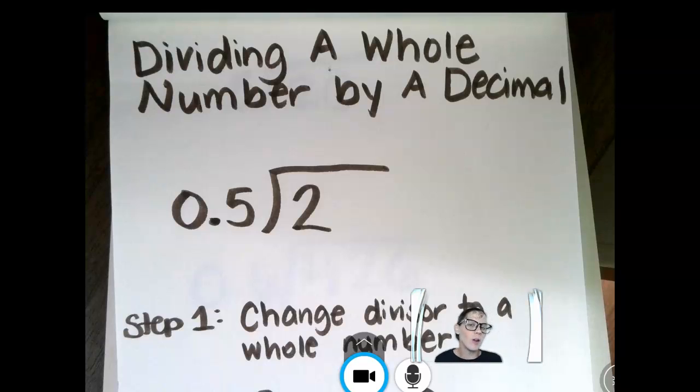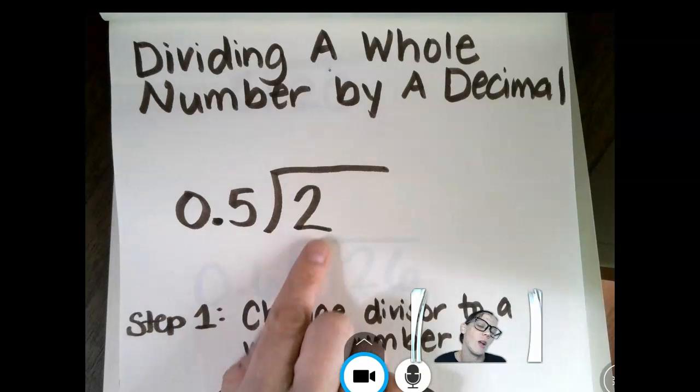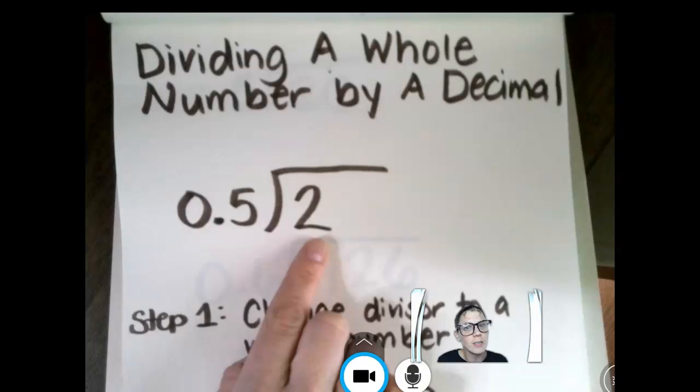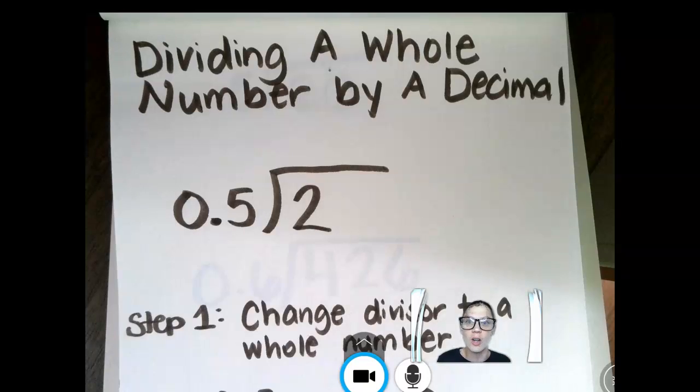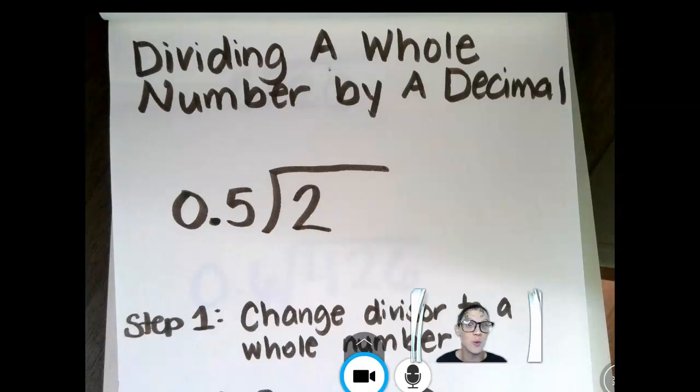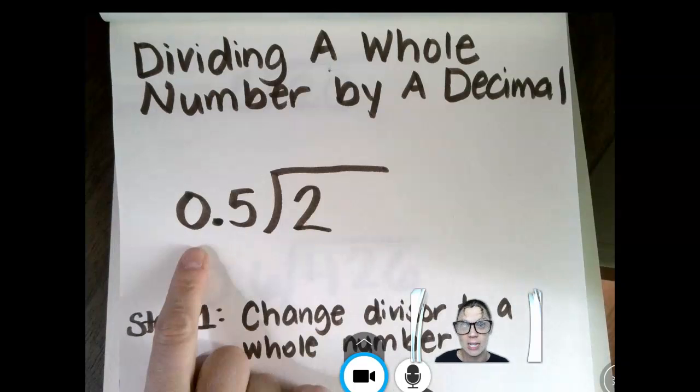So if you remember in our last topic, I made sure to remind you what the dividend, or the number inside the house, and the divisor, or the number outside the house, were. And I told you that it is always okay for our dividend to be a decimal, but it is never okay for our divisor to be a decimal.